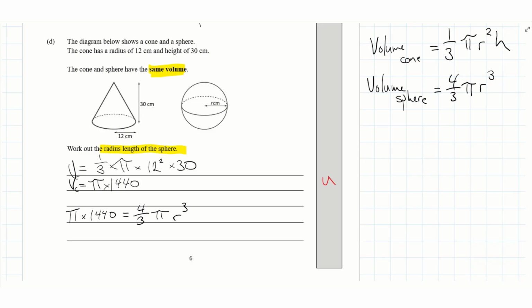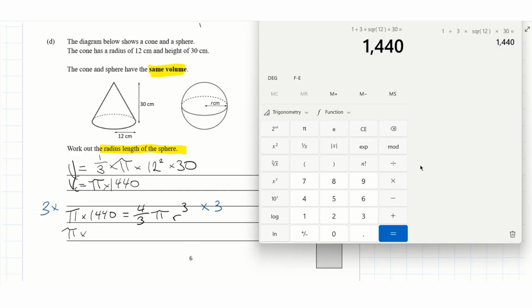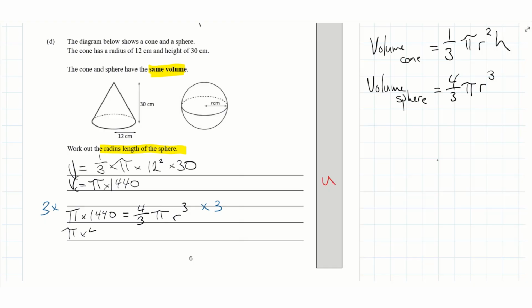Now I want to undo everything in this equation. The first thing I'm going to do is multiply both sides by 3. I've got my 3 sitting here, times 3 times 3. I'm going to come out with pi times 1,440 times 3. 1,440 times 3 is equal to 4,320. So 4,320 equals pi times 4 times pi times r cubed.